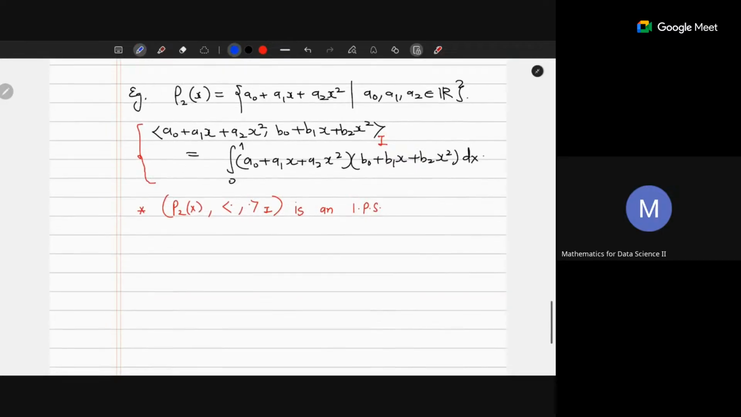Now, in this inner product space, we saw that the set of these vectors 1, x and x², this subset of vectors, is not an orthogonal subset. All right. Why? Can anyone tell me quickly why they are not orthogonal to each other?